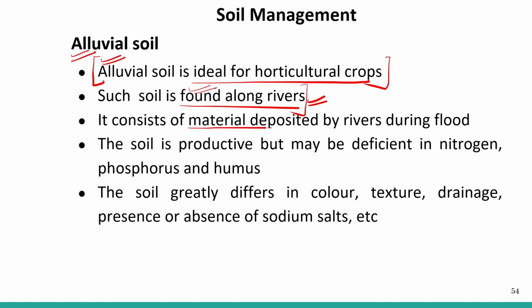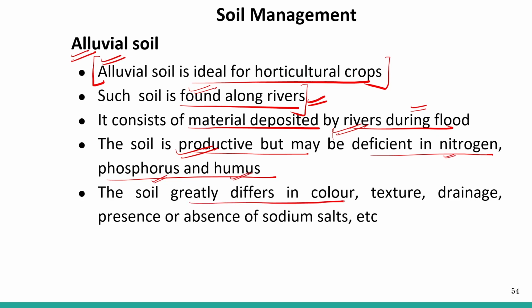It consists of the material deposited by the rivers during floods. So when there is a flood, a lot of silt is present in that water. That goes along the side of the river and gets deposited. So it contains a lot of material brought by the flooding river. The soil is productive but may be deficient in nitrogen, phosphorus and humus. So this is quite productive soil, right? But it is low in nitrogen, phosphorus and humus.